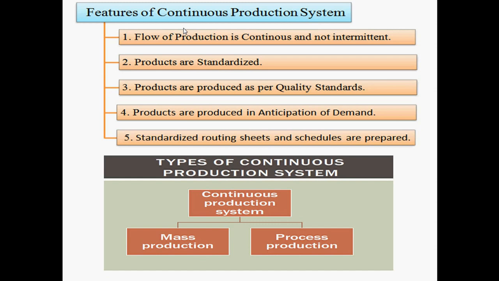So here we follow the routing sheets as well as the schedule. According to that we can complete the targets according to the demand of customers. So that is called continuous production system. Here we have categorized the continuous production system into two terms, that is mass production and process production. Mass production, we already discussed this point. Mass production is nothing but automotive industries where we assemble different components. This repetitive task we perform, that is called a continuous production system.